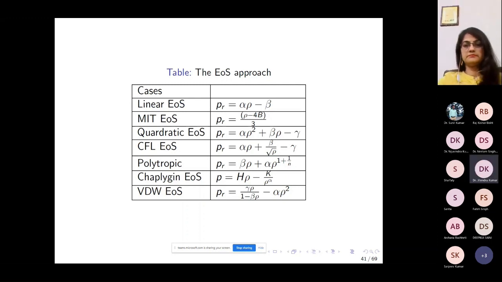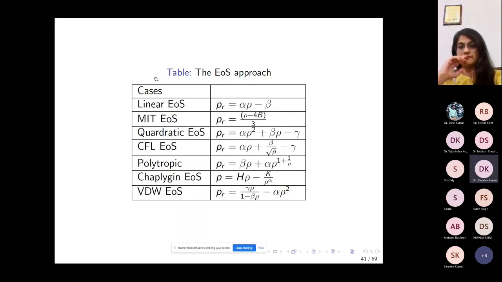The third one is the quadratic equation of state. We have taken the generalization of the equation of state. First we have the linear equation of state. MIT is also a linear equation of state, but it is a specific form. We can say it is the generalized form of the linear equation of state. And then after that we have the quadratic equation of state, which is more generalized. Then we have the CFL, that is color flavored equation of state. These are some equations of state that are assumed.